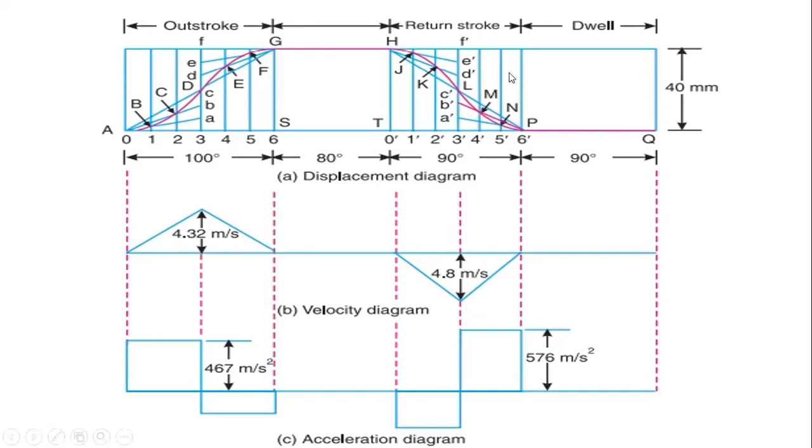Then we go to the return stroke. We have got 4.8 meters per second. We have to take it on the downside of the baseline, that is below the baseline. We take 4.8 meters per second on the center line of the return stroke and draw a triangle. So that is the velocity diagram.